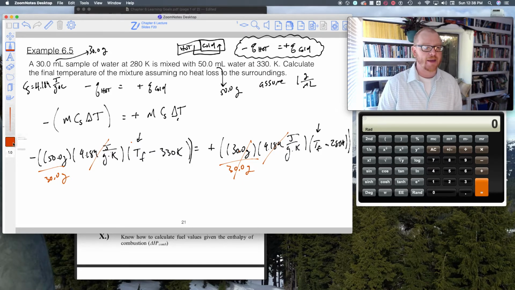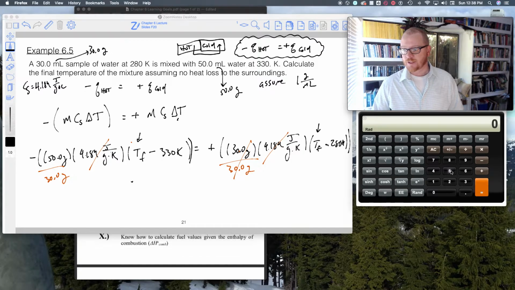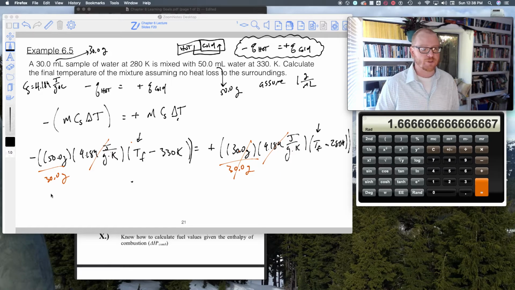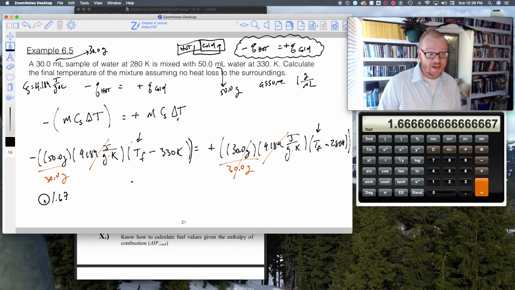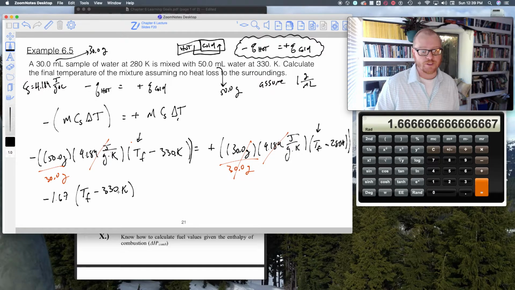And that cancels that. And so 50, let's do this, 50 divided by 30 equals 1.67 with three sig figs. So now that's 1.67, and there's still that negative sign there. Don't forget about that negative sign, okay? So now that's negative 1.67. Remember, I canceled the heat capacities. So all that's left is T final minus 330 Kelvin. And that's a 330 point up there, right? So 3 sig figs.